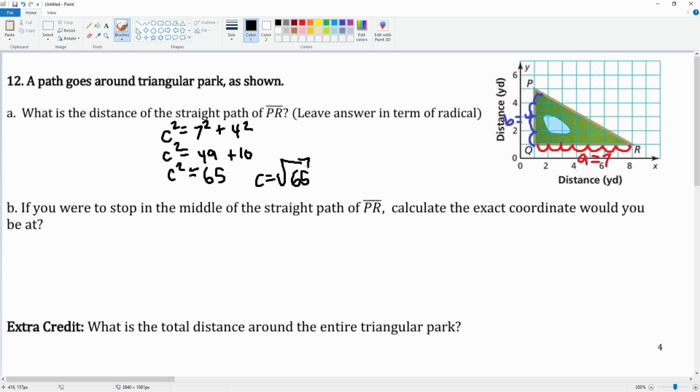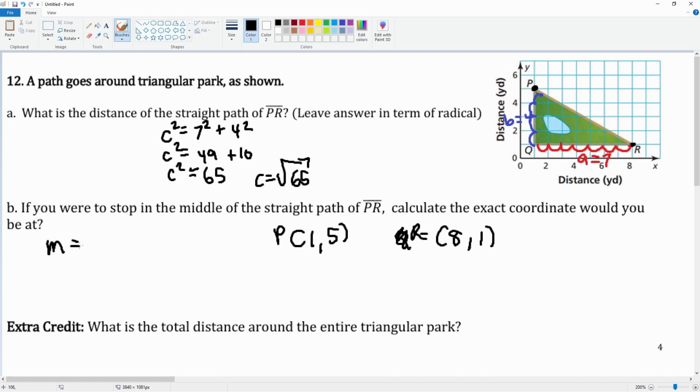If you were to stop in the middle of the straight path, calculate the exact coordinate you would be at. So all you have to do is find this, which is I think (1, 5). This is where P is. Then you have Q, which is R, which is (8, 1). Now just do the average.